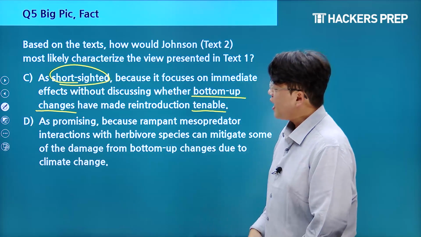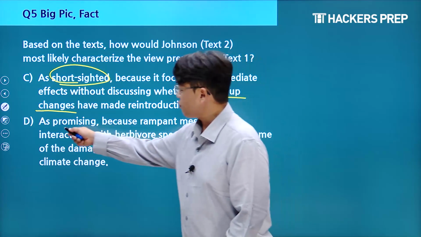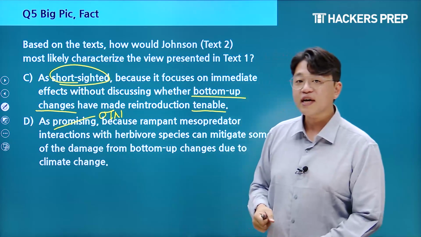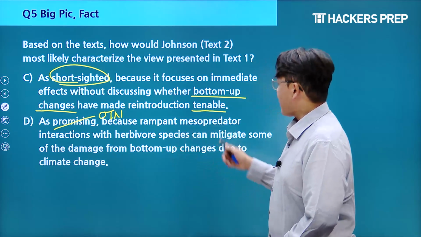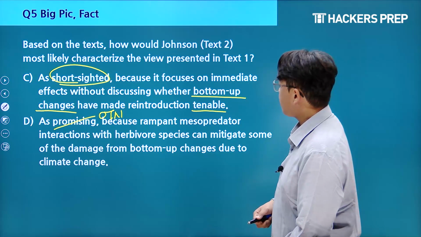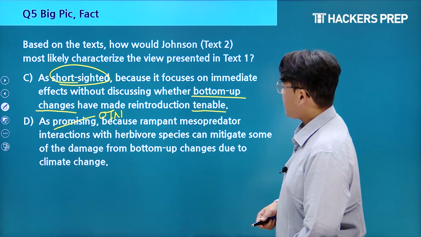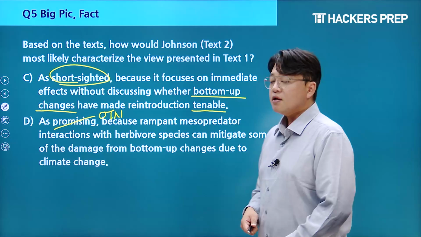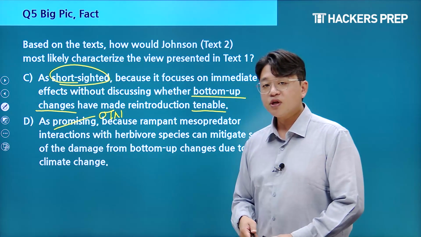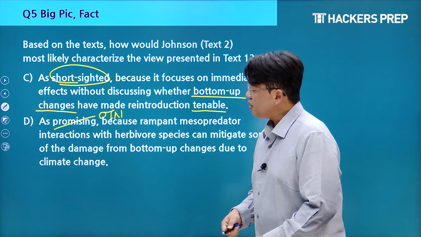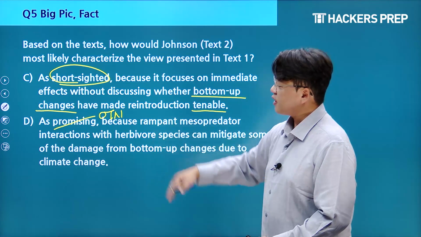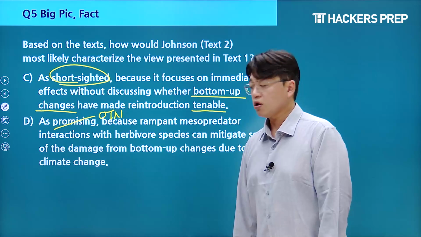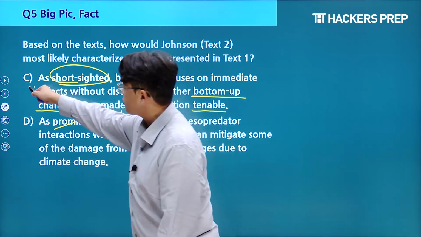Let's look at the last one. As promising, this is, right off the bat, off tone, right? Because text 2 would clearly go against text 1. Because rampant mesopredator interaction with herbivore species can mitigate some of the damages from bottom-up changes due to climate change. This may properly represent the position of text 1, but it clearly goes against the tone of text 2 because right from the beginning it doesn't have the right tone. All right, so we can finalize the answer to C.